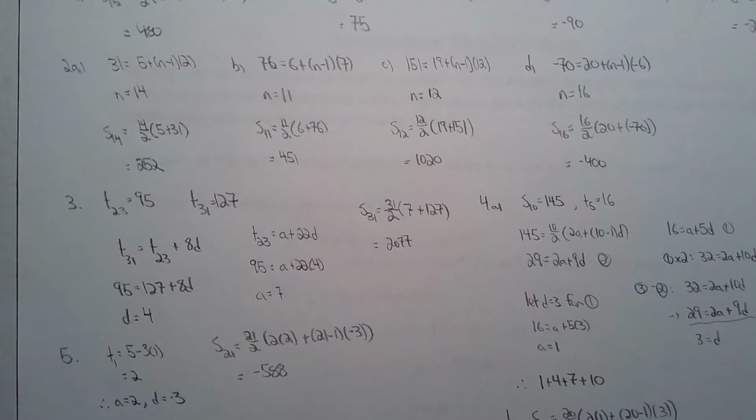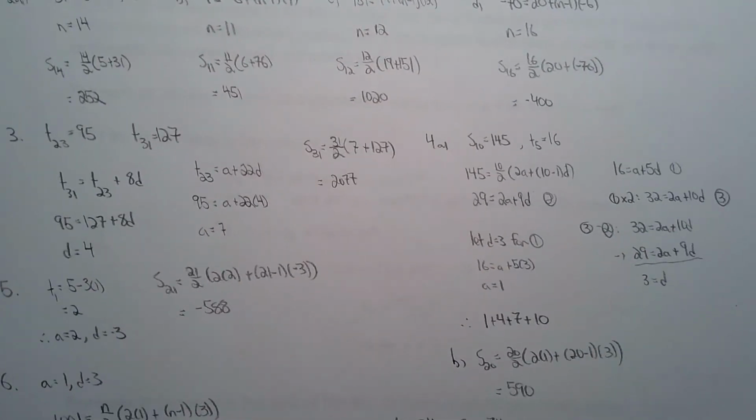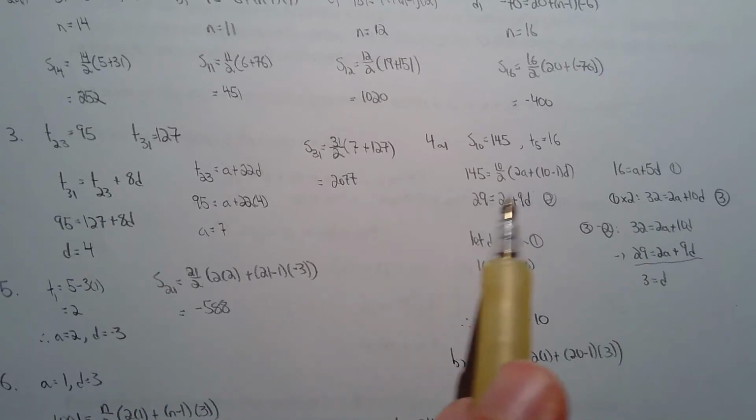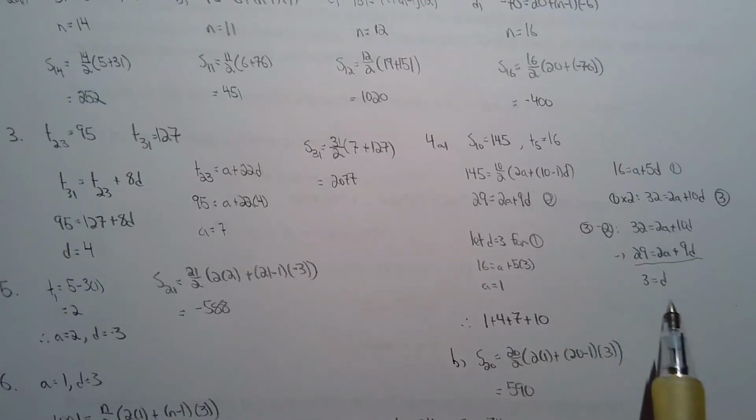For question 4, they gave me the sum of the first 10 terms, and they tell me that the 5th term of the series is 16. So this time, unfortunately, I have to create the linear system using the arithmetic series formula and the general term formula. That gives me a linear system, solve for A and D, and then I can solve for the first 4 terms of the arithmetic series.